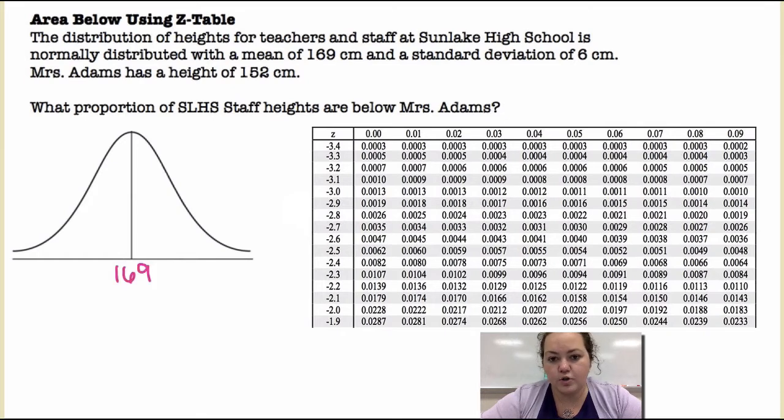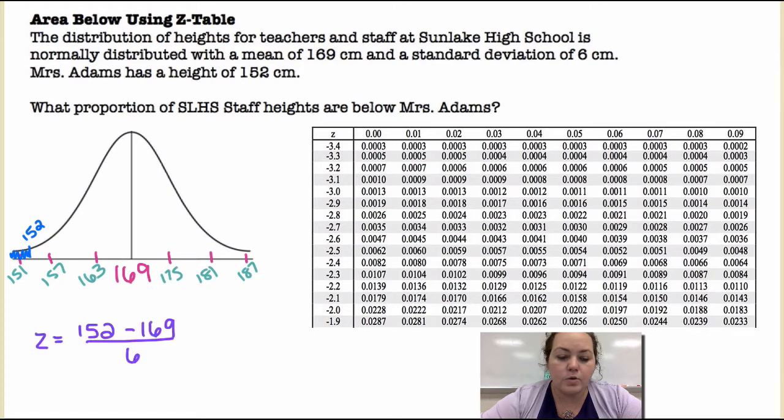All right, so I'm going to go ahead and draw this distribution. My mean is 169. My standard deviation is 6, so I'm increasing by 6 as I move to the right each time. I'm decreasing by 6 as I move to the left each time. Miss Adams is at 152, and we want to find the proportion that are below, so I'm shading below.